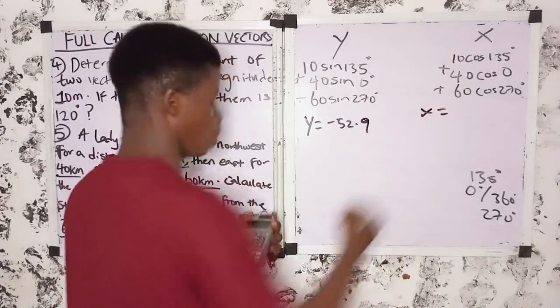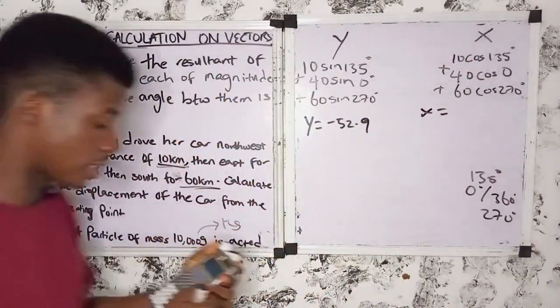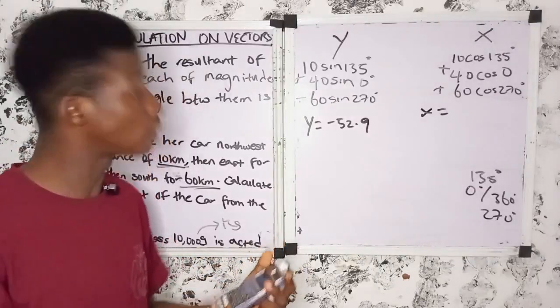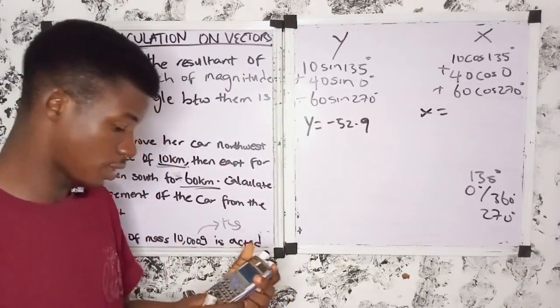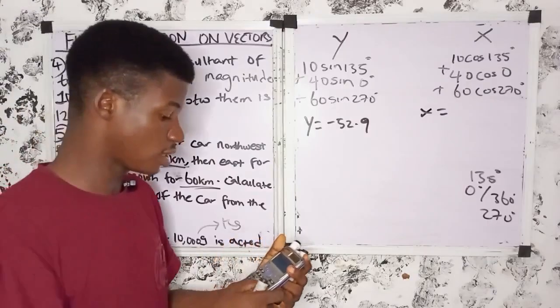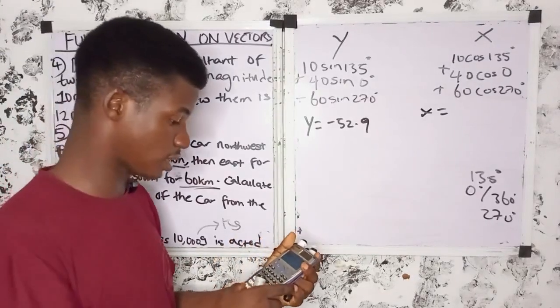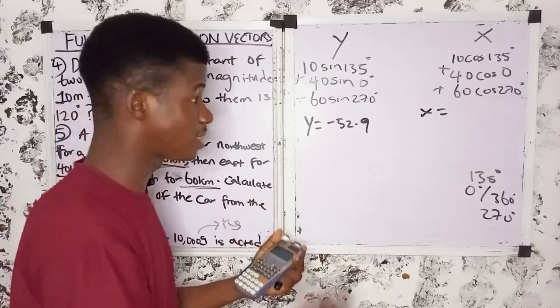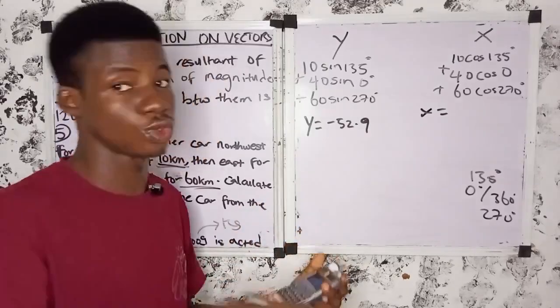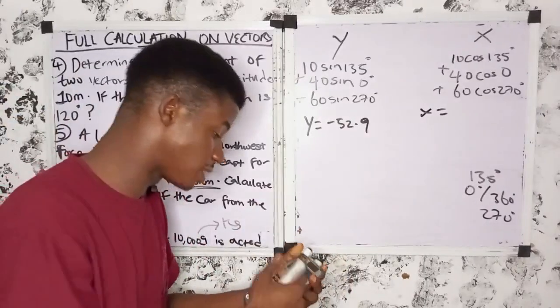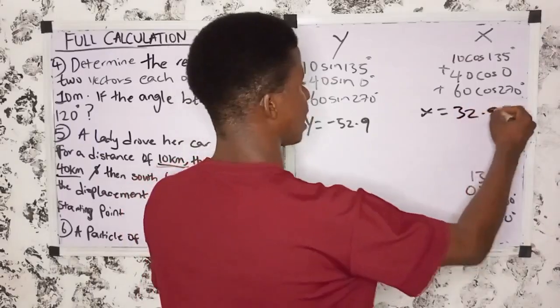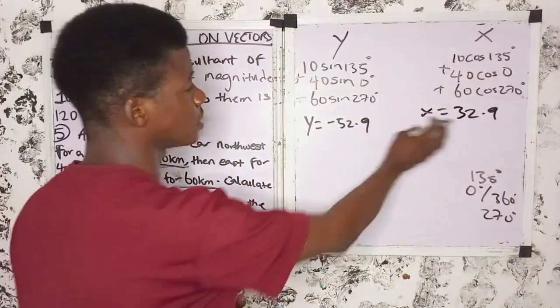Now let's get our s. That will be 10 cos 135, plus 40 cos 0, plus 60 cos 270. If we add everything, the calculator gave me 40 minus 5 root 2. You can still convert it. When I converted it, I got 32.9. Okay, we're getting our y, we're getting our s.